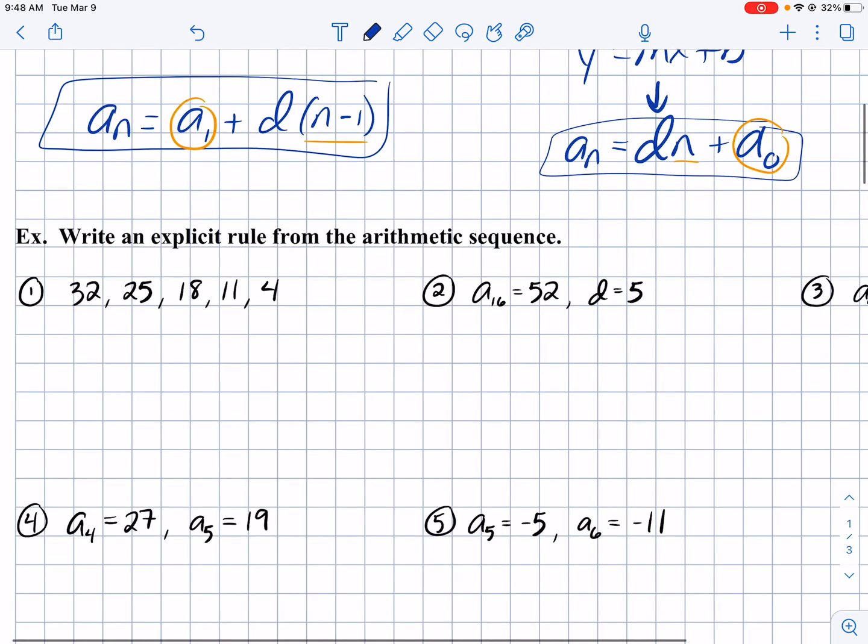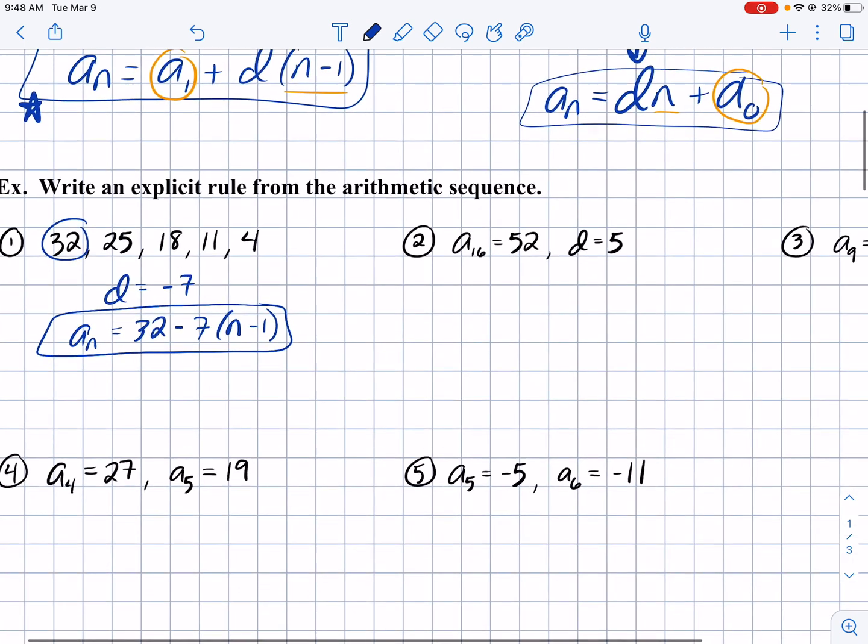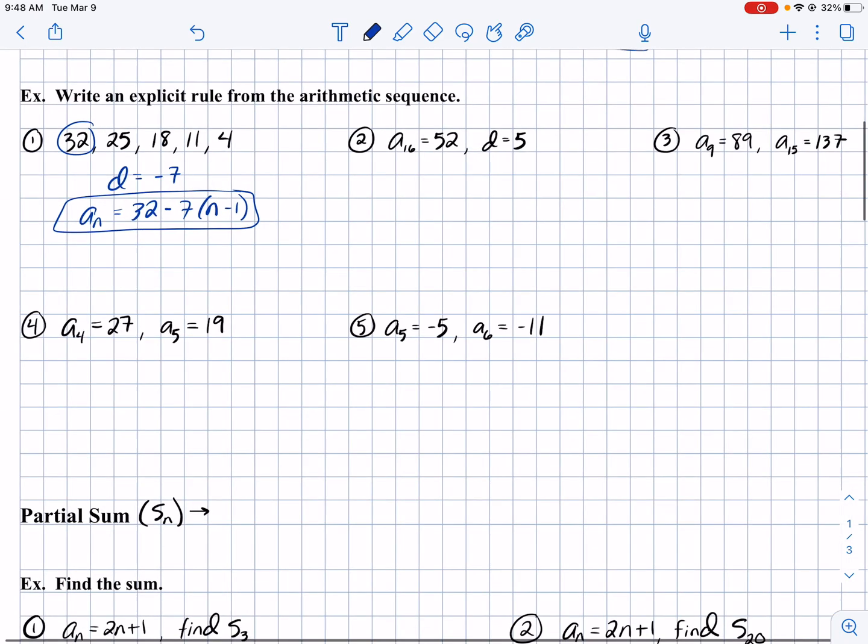I'm going to most of the time use this equation because a lot of the times the first term is given to us, like we have here: first term is 32. Our common difference is negative 7. Our rule would be a sub n equals, well, we can use our first term, 32 minus 7 times n minus 1. If you want to reorder those around and have negative 7 times n minus 1 plus 32, that also works.